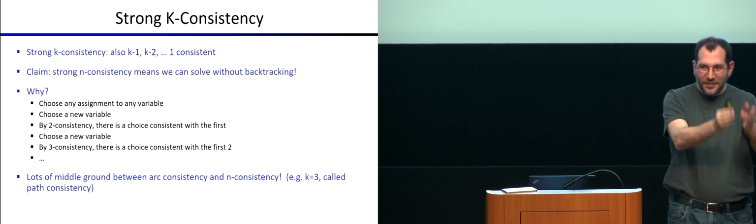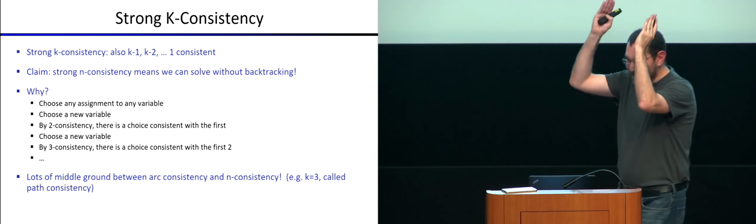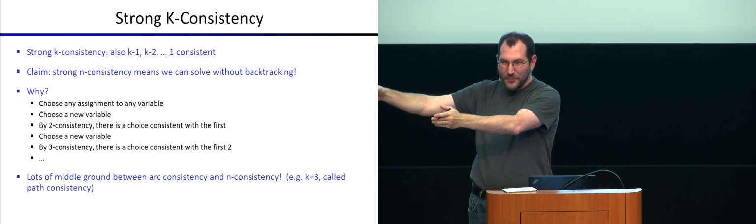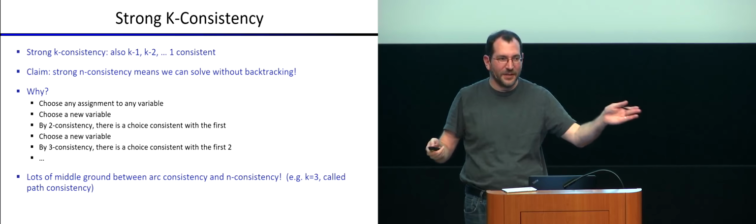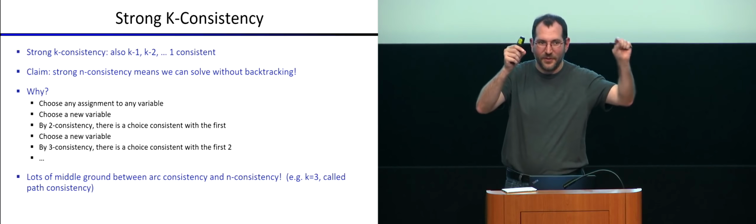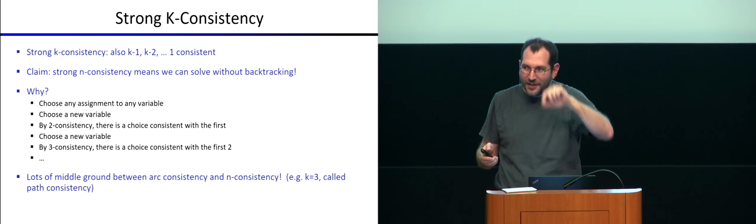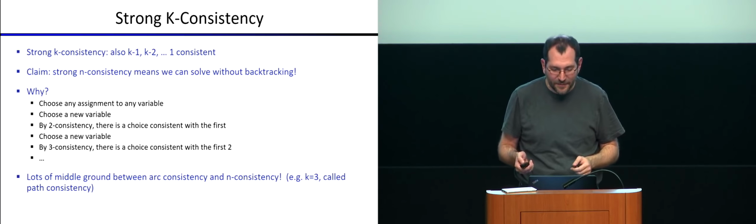So one consistency is free. Two consistency is arc consistency, and we have an algorithm for that. N consistency is intractable, but it would be awesome if we could get it. So there's this whole middle ground in between that you could imagine doing. In particular, three consistency has a name. It's called path consistency. You imagine three nodes form a line, form a path. By the time you get to four consistency, things are just getting really expensive.